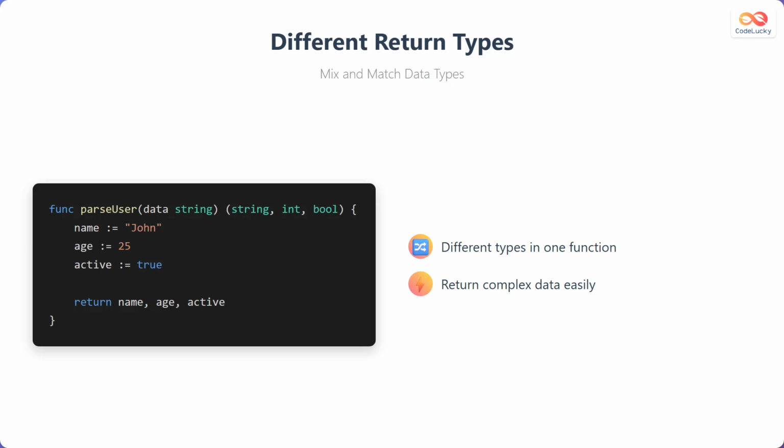Functions can return any combination of Go's built-in types or custom types, making it possible to efficiently bundle related information together. This capability is especially useful when processing data that naturally comes in mixed formats, or when you need to return both data and metadata from a single operation.